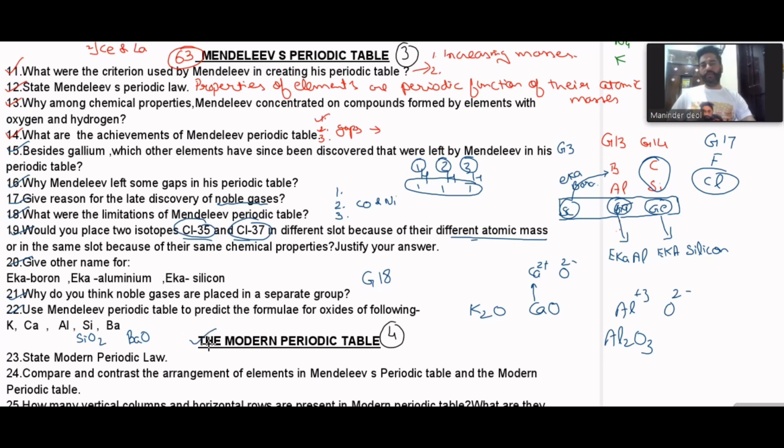So that is clear till the modern periodic table. The modern periodic table we will do tomorrow. Any problem till here? Now the maximum questions in the final CBSE exam will be asked from the modern periodic table only. So be ready to attend the next class. Okay, tomorrow we'll finish.